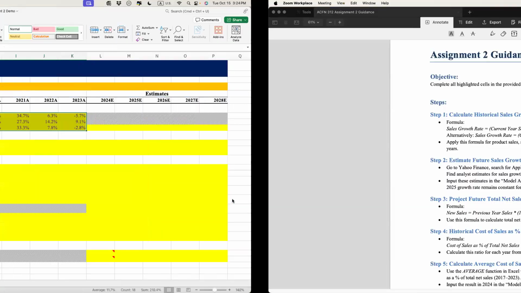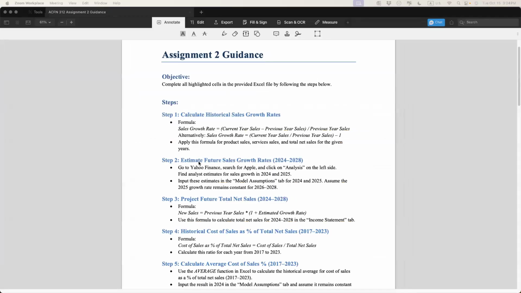Okay. So for our assumptions in this assignment, I said to estimate the future sales growth rate. We use the method provided by the book. We go to Yahoo Finance because this is a free resource. You can get the financial analyst consensus for their estimates for 2024 and 2025. Then we will input those projections and assume the growth rate is going to remain the same from 2026 to 2028 as 2025.